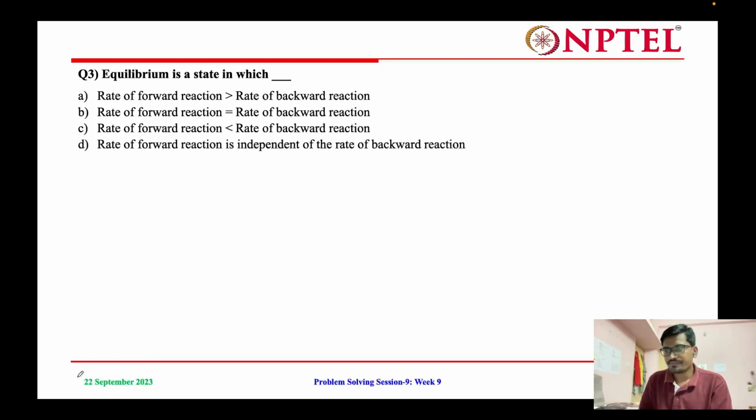Question number 3. Equilibrium is a state in which, options given: rate of forward reaction greater than rate of backward reaction; then, rate of forward reaction equal to the rate of backward reaction; third, rate of forward reaction less than rate of backward reaction; and the rate of forward reaction is independent of the rate of backward reaction. So at equilibrium, the net rate of reaction is zero. The rate of change of concentration of A is zero, meaning the rate of forward reaction and the rate of backward reaction are equal.